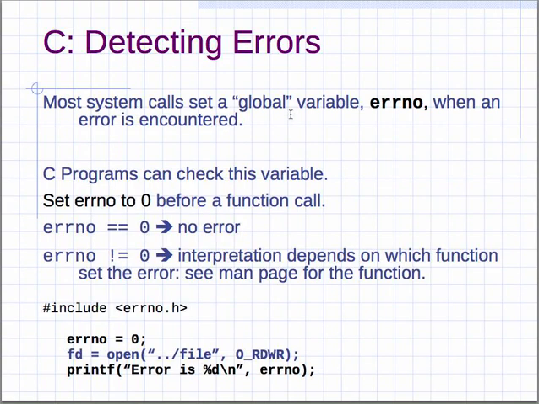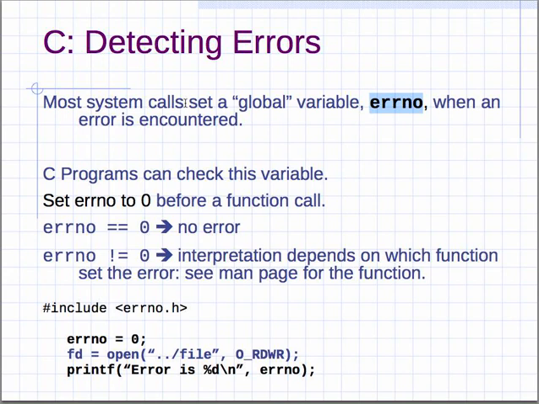Okay, so let's move on to detecting and printing out error messages. The way this is used is through the use of this variable. It's considered a global variable, though it's not exactly that. You can think of it as a global variable, an int, which is set whenever a system call runs into an error.